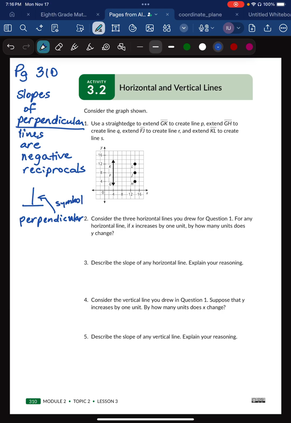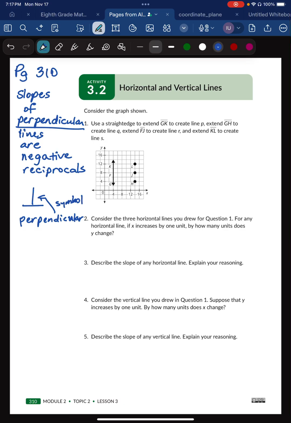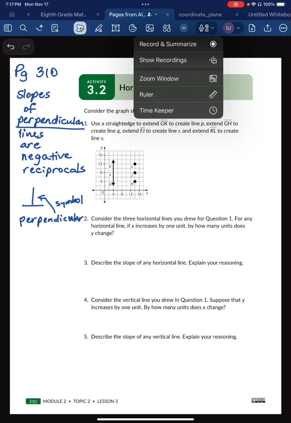Okay, so consider the graph shown. Use a straight edge to extend JK to create line P. So let's do that first. Let me get a ruler, or I'll just use a line. And then we're going to extend GH, which is this one. Let me undo that. This looks all a mess, so let me just redo this with an actual ruler.